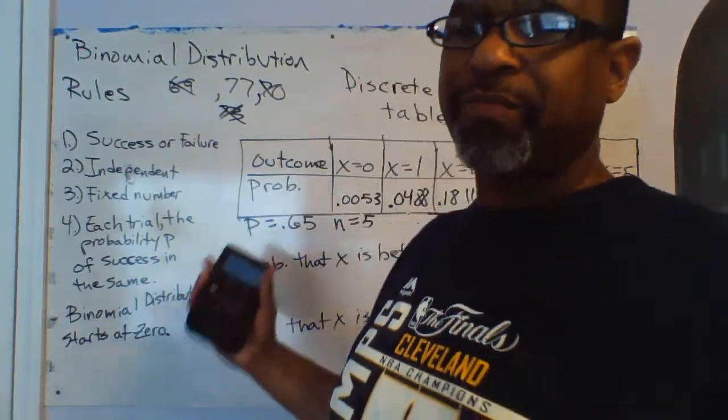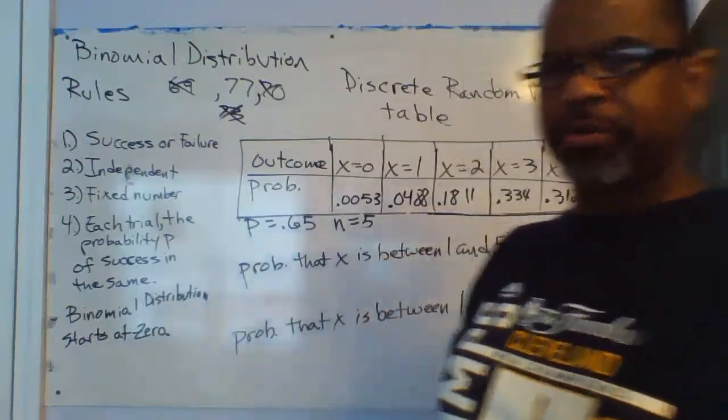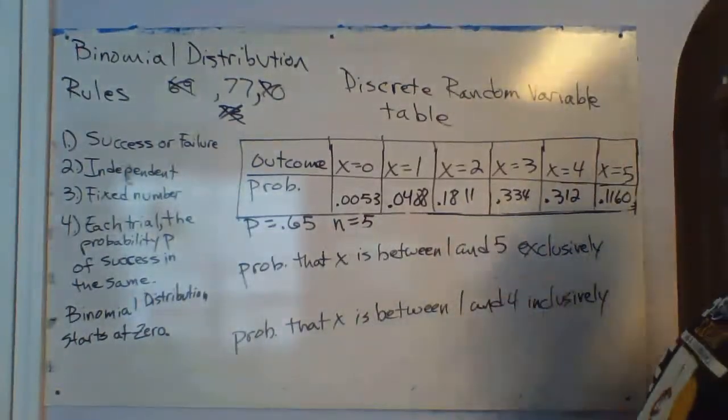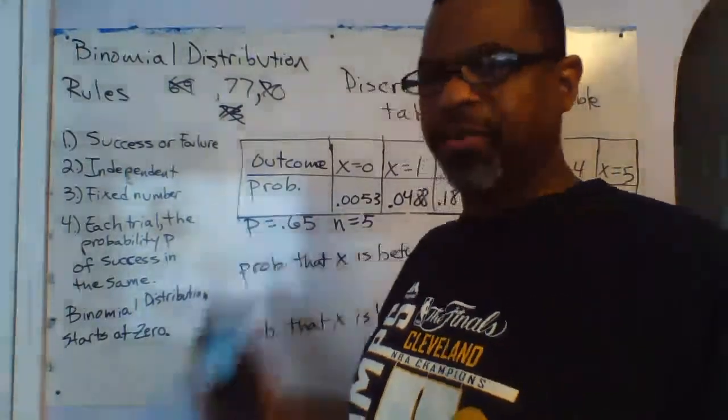You're just getting your numbers off the table. You don't have to use your calculator. Just look it off the table. You don't have to go to PDF and all that. Just look at the table and find the numbers.